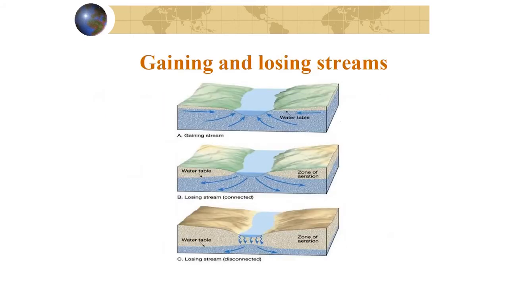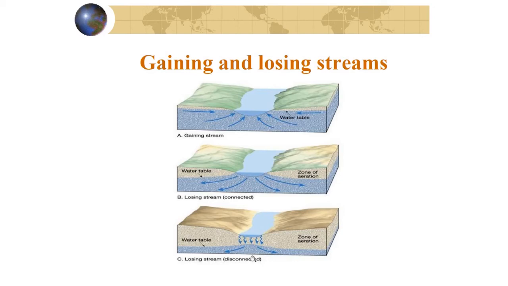This is the gaining stream, the effluent stream, which receives water from the water table. Then we have the losing stream, where water is supplied to the wells from the stream. The name influent comes from the fact that the water table is influenced by the streams, which is why they are called influent streams.